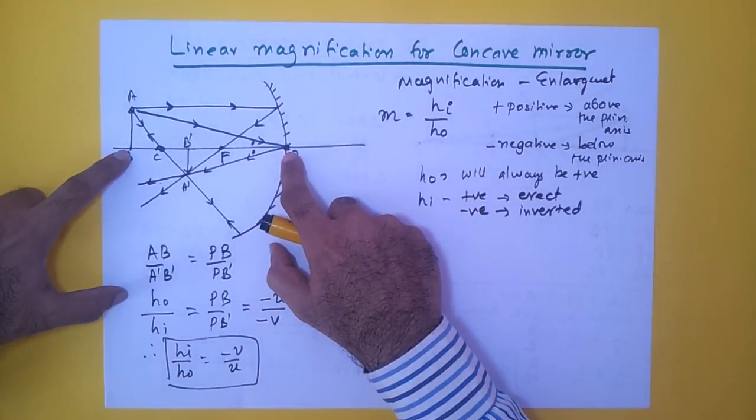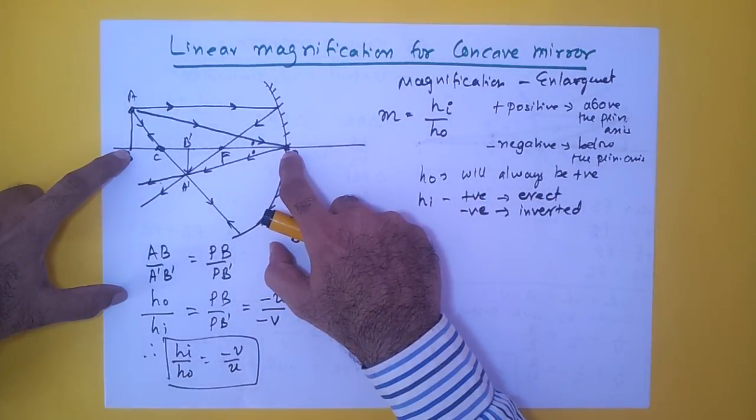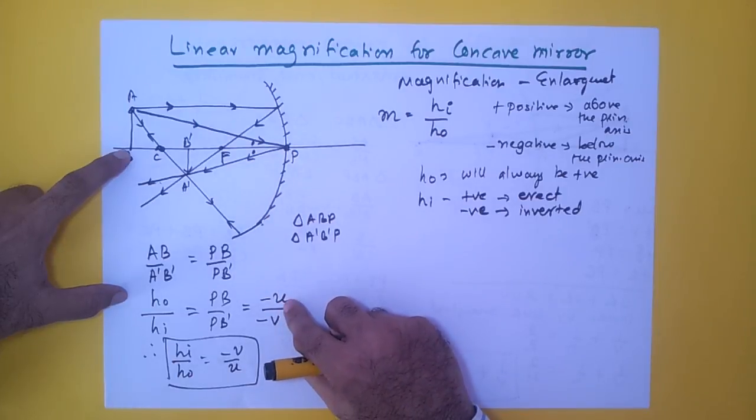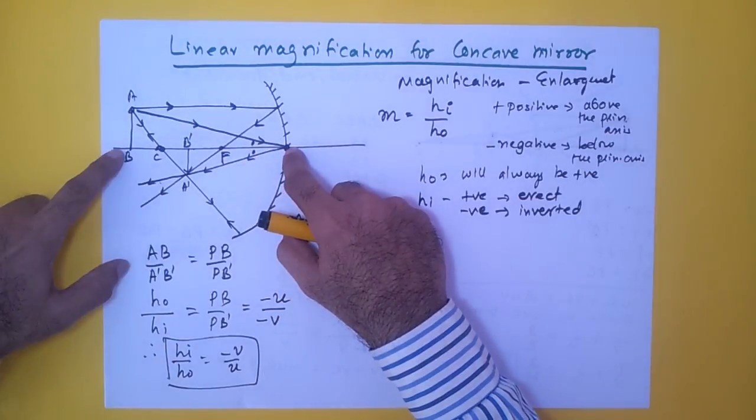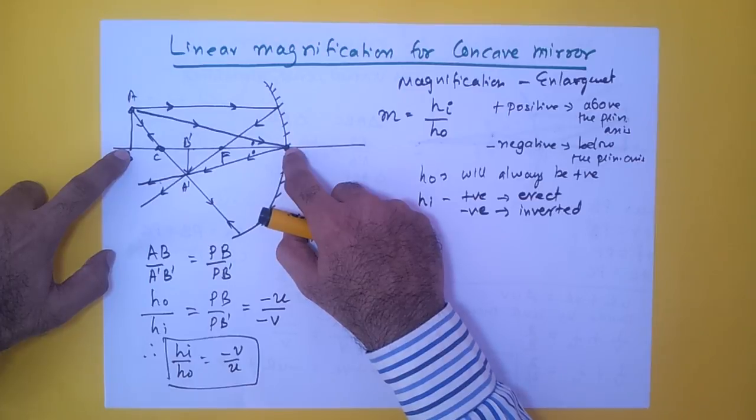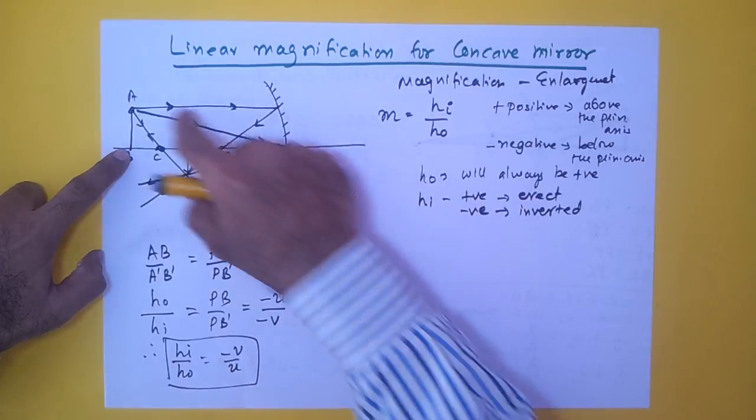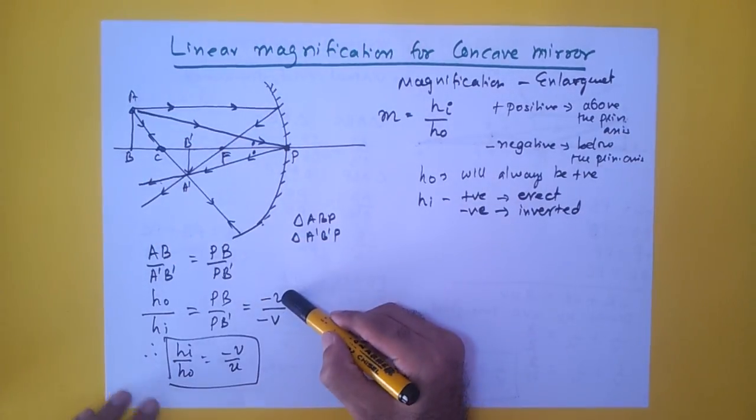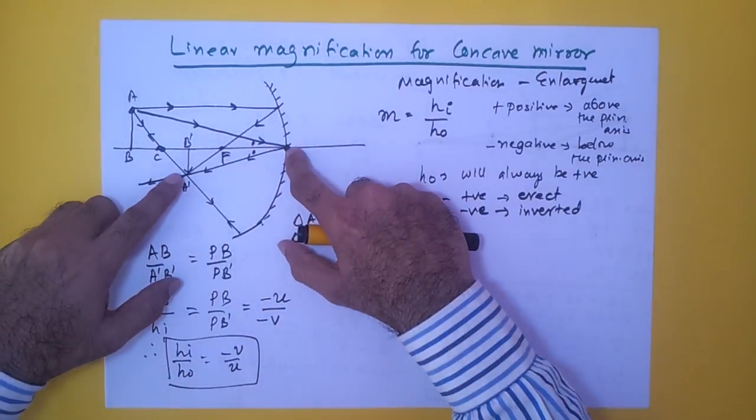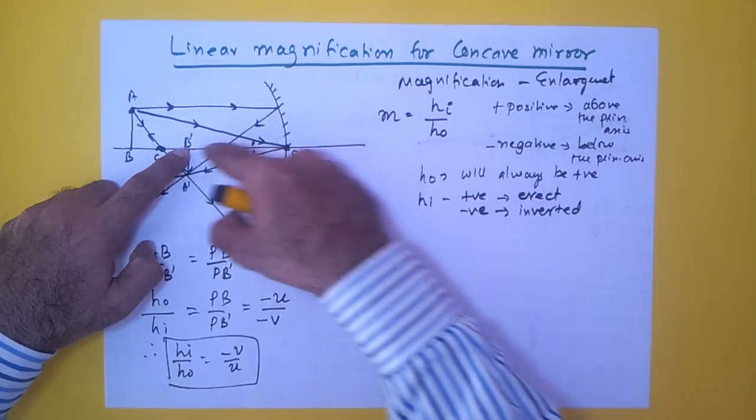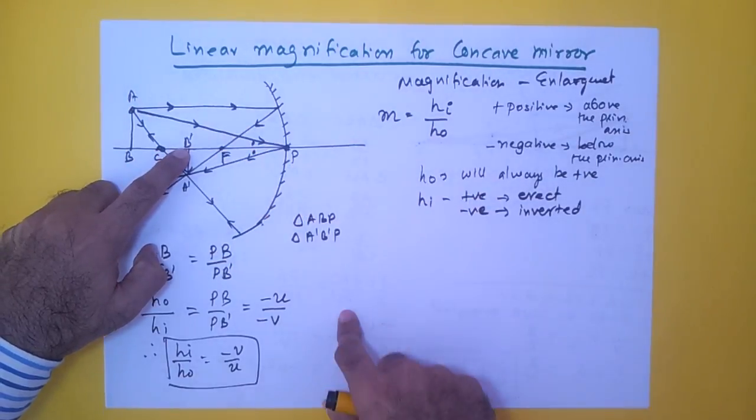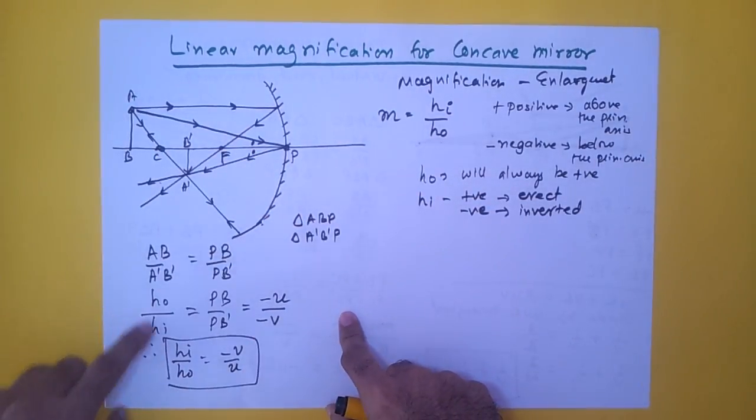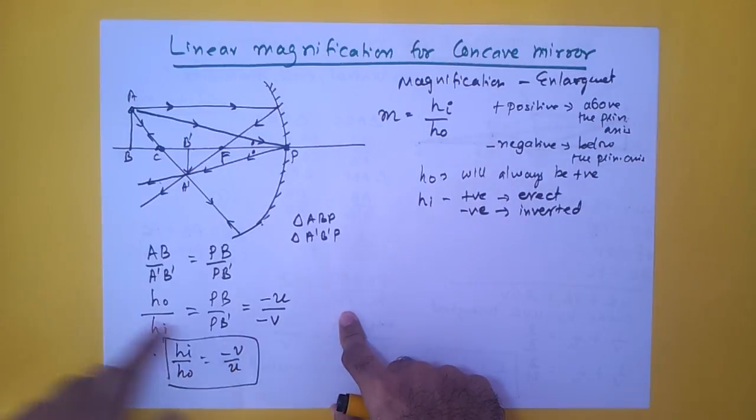PB, as you can see over here, is the distance of the object, and there will be a minus sign assigned to it, because it is in the direction opposite to the direction of the incident ray. Incident ray is going in this direction, PB is in this direction, so minus sign. Same with PB dash. PB dash is in this direction, direction of incident ray is this, so minus sign. So HO upon HI is equal to minus U upon V.